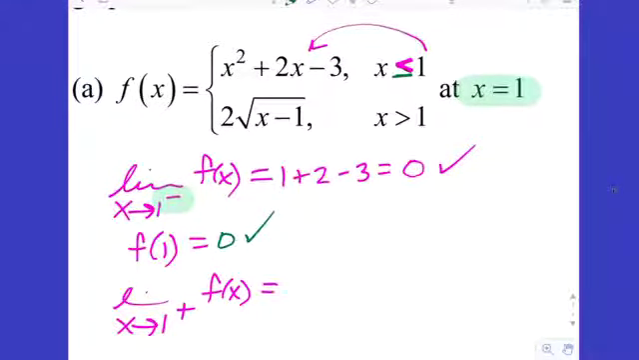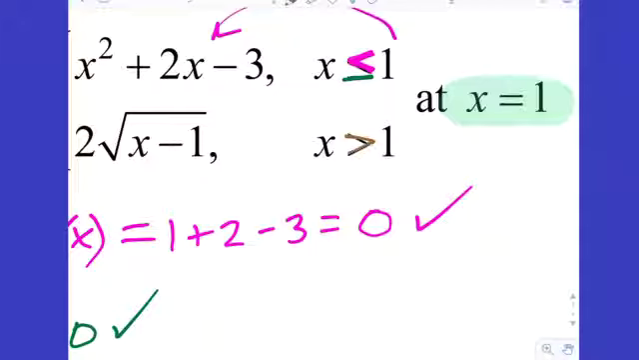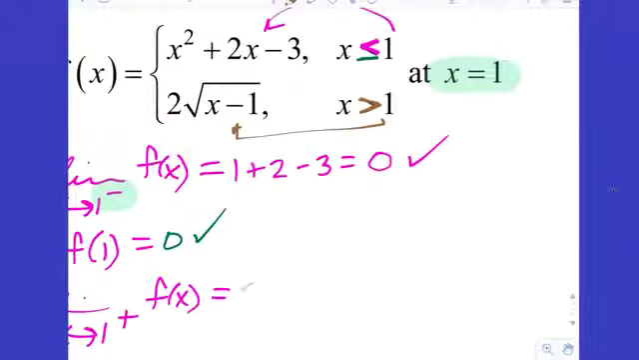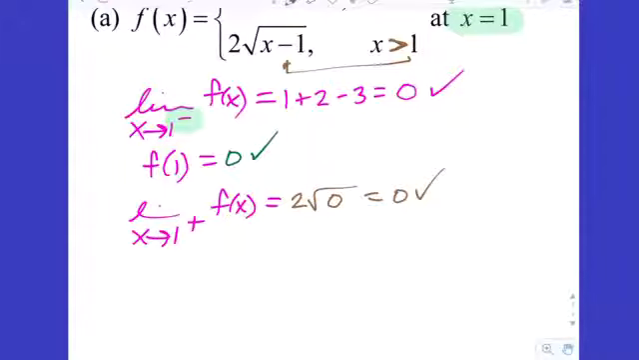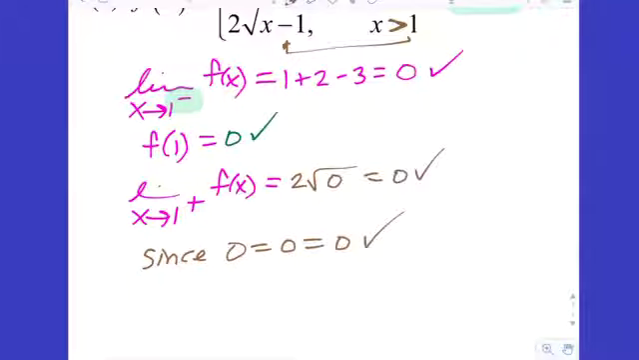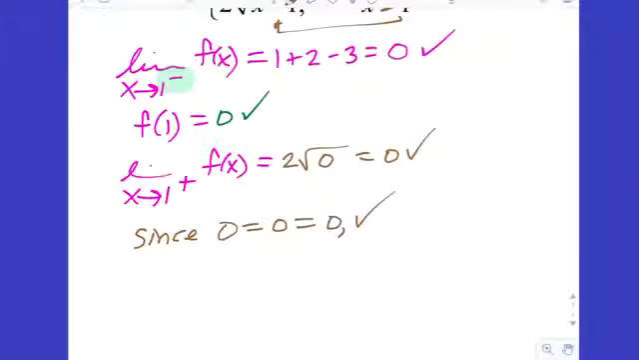But now from the right-hand side of 1, which piece do we use for the right of 1? The bottom. Right of 1 is greater than 1. So by direct substitution into that piece, you get the square root of 2 times 1 minus 1, which is the square root of 0. What's the square root of 0? 0. So this equals 0. And so now you get a check for that. And not unlike the warm-up, now we can say since 0 equals 0 equals 0, you'll get a check for that. That's the mathematical justification, comma, and now you answer the question in a complete sentence.